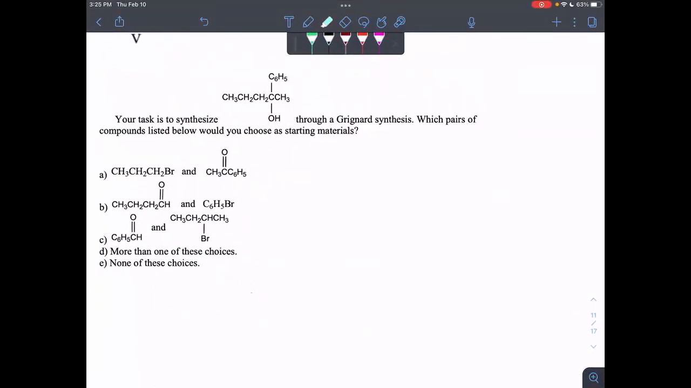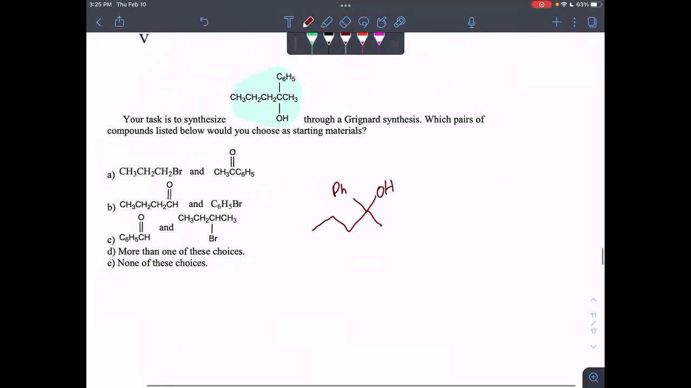Cool. Okay, this problem is also good. So we're trying to synthesize this through Grignard reactions. This drawn out in bond line is 1, 2, 3. And then we have a phenyl, because C6H5 is a phenyl, and then we have an alcohol. So we have all these answer choices, and we did a Grignard with them and are trying to get this product. I'm going to give you some minutes to do this on your own, and then you can give me an answer.